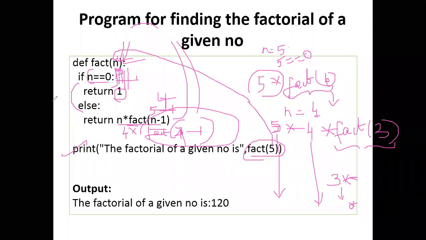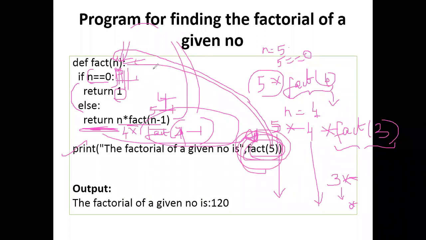Yes, after completion, the final answer will be printed here. The answer I've given in the return statement. So the final answer will be returned to the place where I stopped my execution, isn't it? So here only I stopped my execution. Fact of 5, from here I went on to this place. So here I stopped my execution. So the answer returned will be placed over here and that value is being printed. So the factorial of a given number, the last answer will be printed.